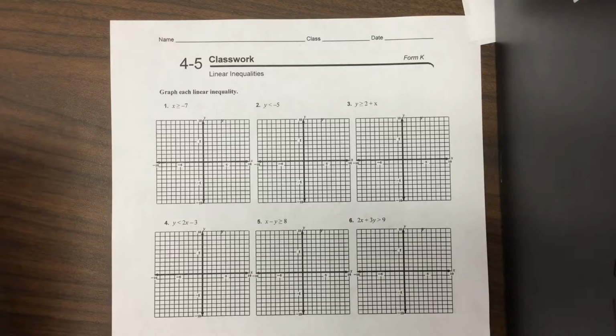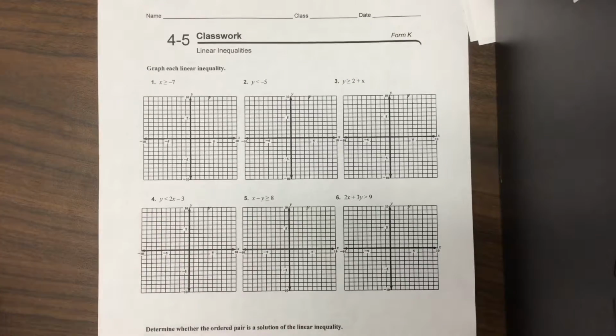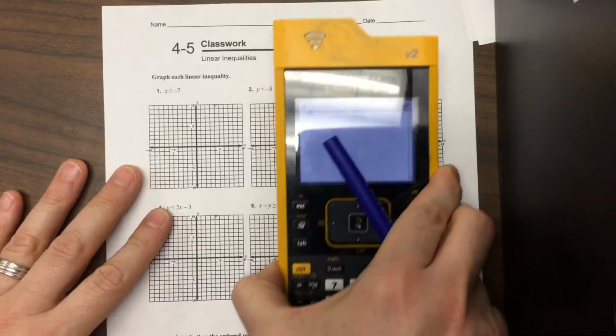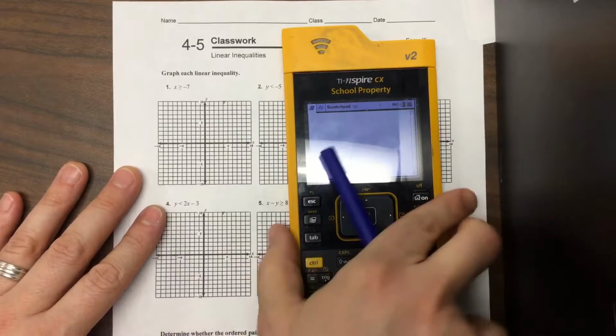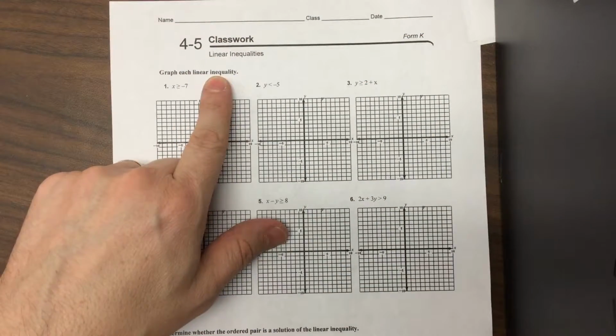There are ways to do all this by hand, and we did that in class, and we'll also show you that more in class. But on the video, I'm just going to take time to show you how you can actually put this in the calculator. So the first several questions say graph each linear inequality.